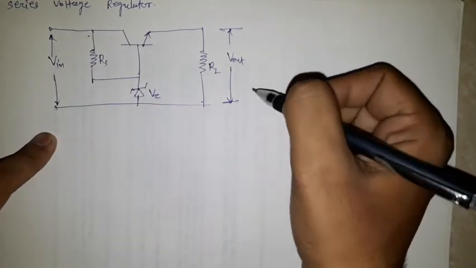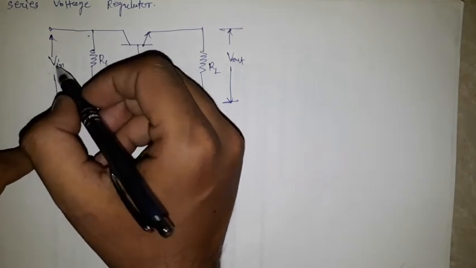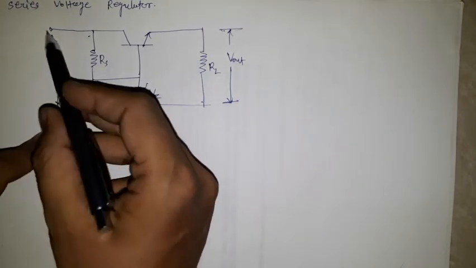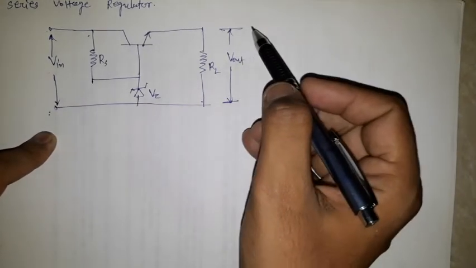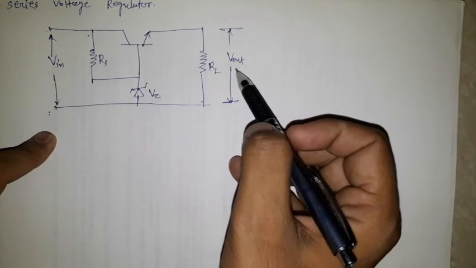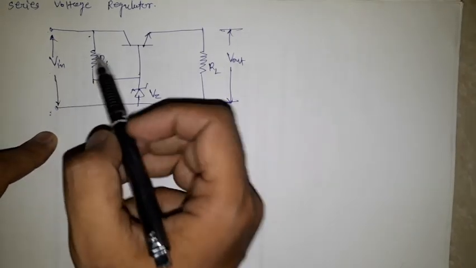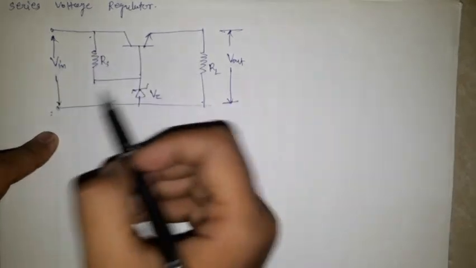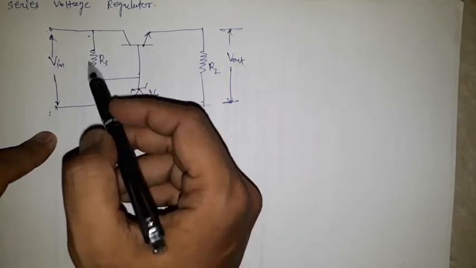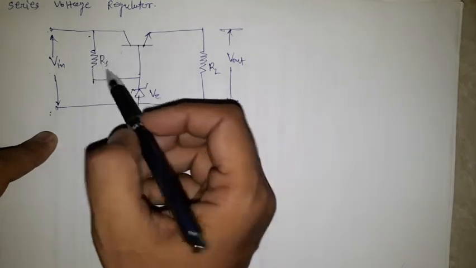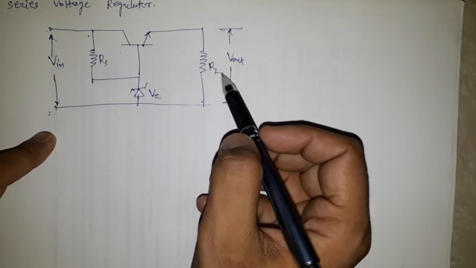The input voltage is the unregulated voltage. Unregulated voltage Vin is given here, and the regulated voltage will be taken from here, which is known as the output voltage. So here we can see one transistor is used and one Zener diode is used. This is the shunt resistor, and here is the load resistance RL.